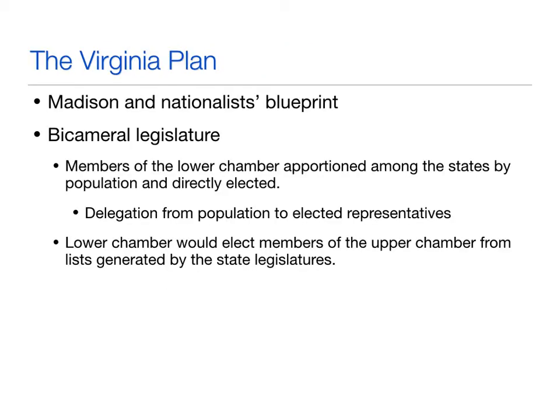The first proposal to overhaul the Articles was written by James Madison and his fellow strong nationalists. They proposed a bicameral legislature where there would be a lower chamber and upper chamber. The lower chamber would be apportioned among the states by population, and you'd have their elected representatives directly elected. The lower chamber would elect members of the upper chamber, appointing people from lists supplied by the state legislatures.